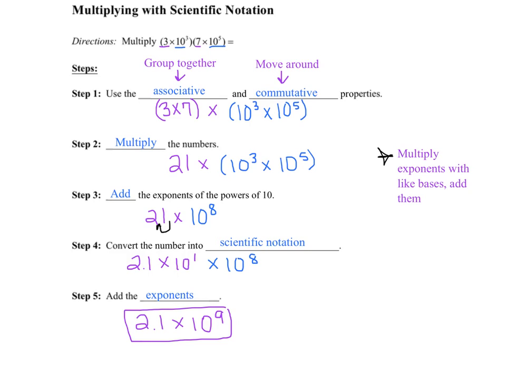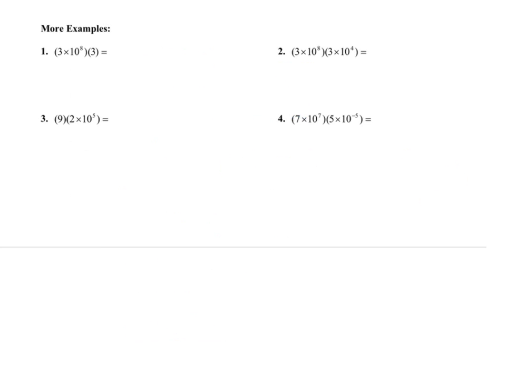Let's do some more examples together. So let's look at number 1. We have 3 times 10 to the 8th power times 3. Your first step, you want to group your like terms together. So we have 3 times 3, because these are our numbers, and then we're going to times that by our scientific notation, which is 10 to the 8th power. Our next step is to multiply 3 times 3, which gives us 9. So you have 9 times 10 to the 8th power.